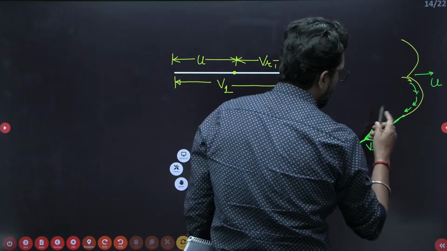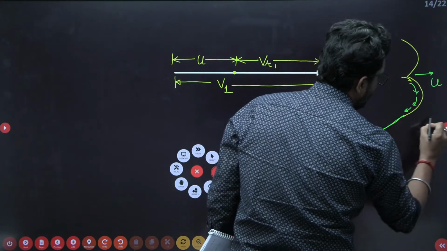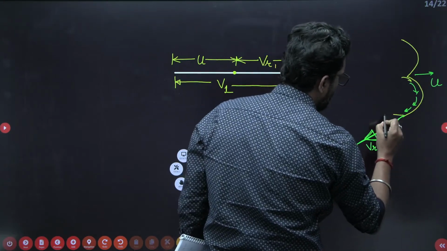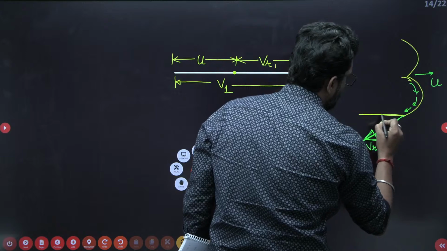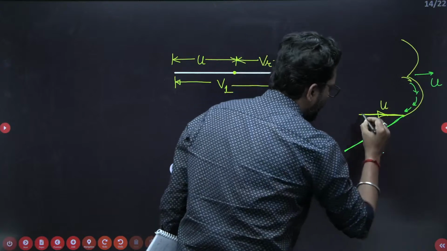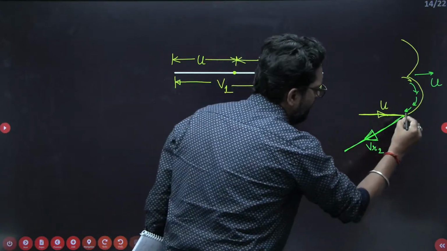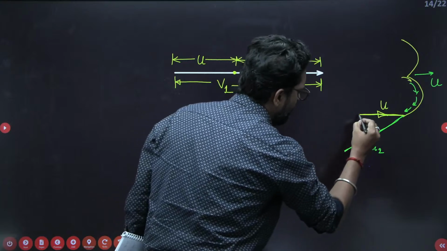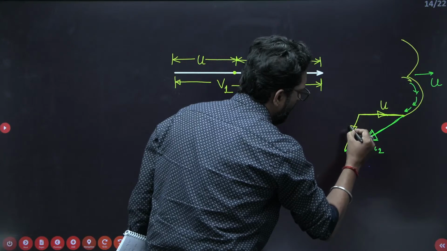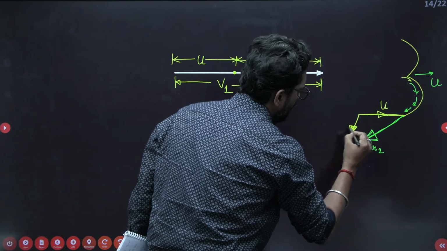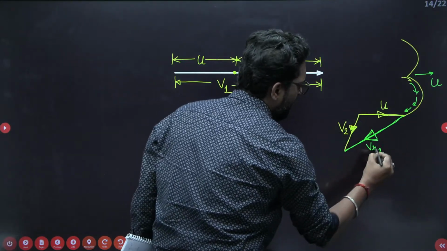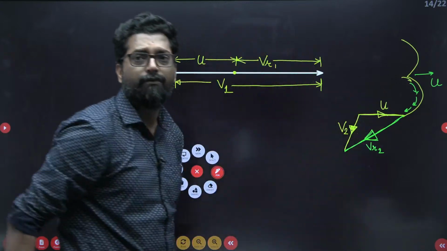Because if you draw this, this is the U direction. Let's suppose this is your U velocity. U is the same, because it is the tangential U velocity. So U and VR2 have the same sense, and the resultant is in the opposite sense, V2. It is not upward, it is downward. Why? Because these two, VR2 and U, have the same sense and V2 is opposite.